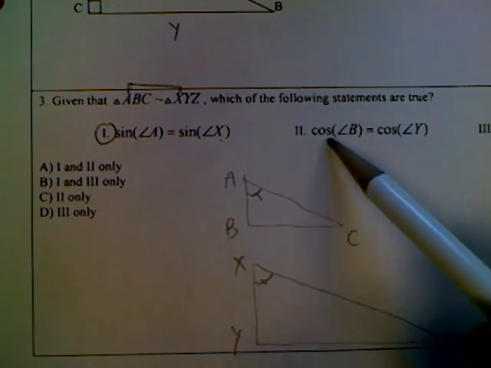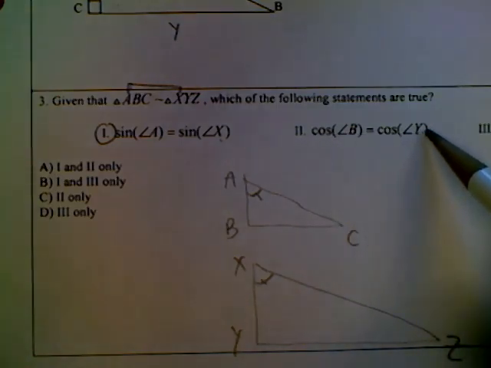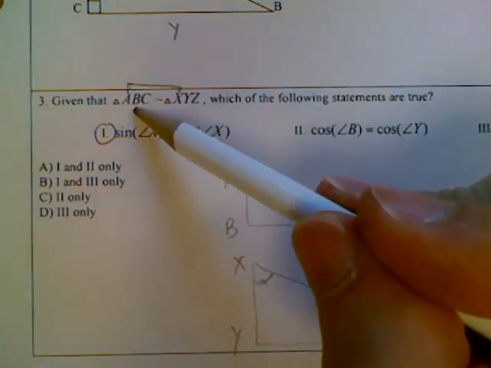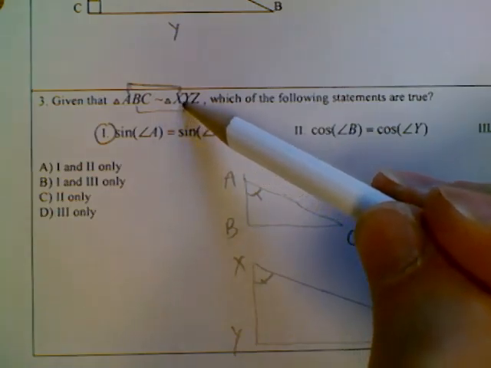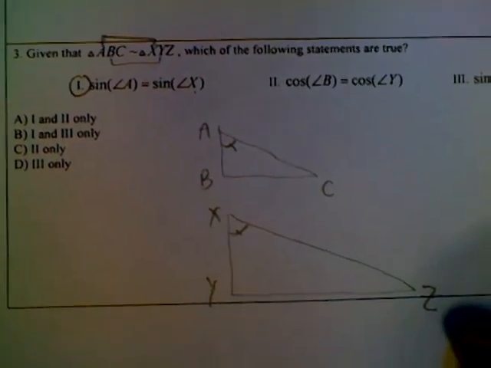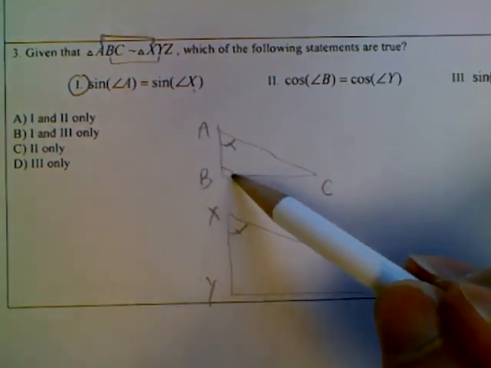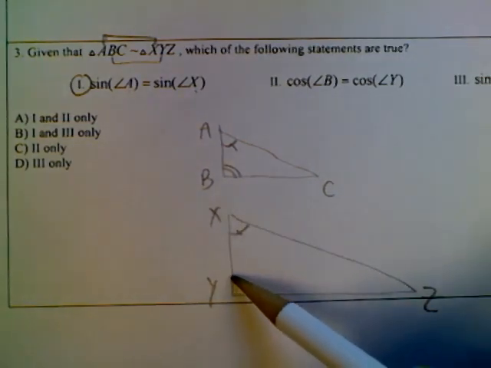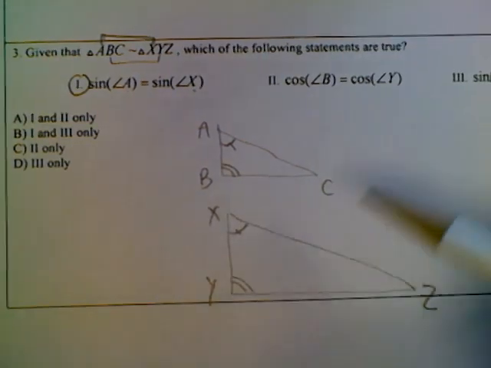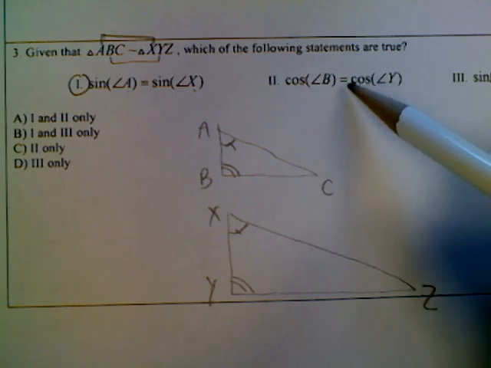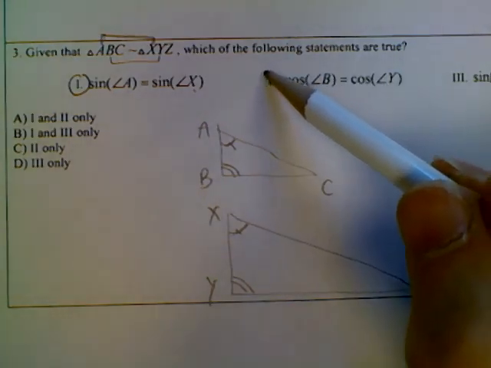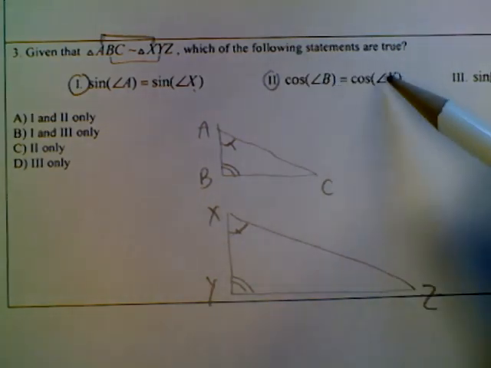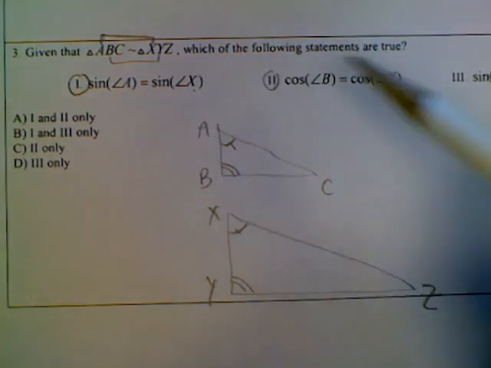And then this statement over here, cosine of B, cosine of Y, well, the B corresponds to the Y. So that tells us, without even having to resort to the picture, angle B must be congruent to angle Y. And so the cosine of B has to be equal to the cosine of Y also, because angle B and angle Y are the same measure. So that's got to be true.